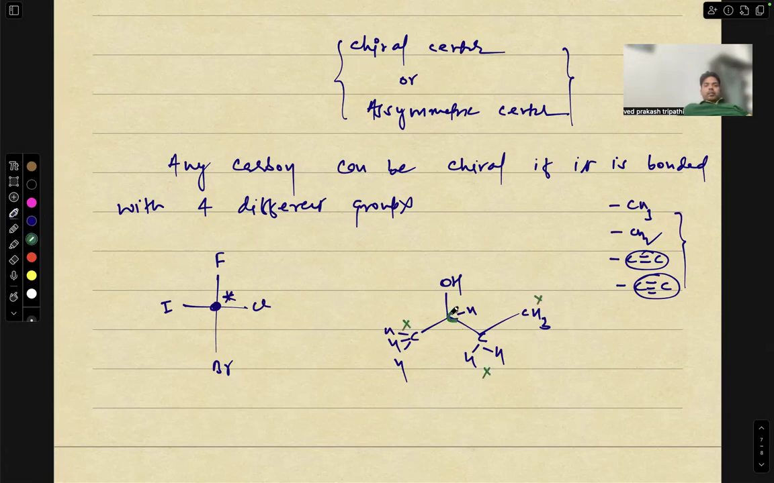Now look at this carbon, the middle one. One group is OH, one group is hydrogen, and on the left-hand side we have CH3, and on the right-hand side the entire group CH2CH3, which is different from the left and the rest. So do not compare just carbon to carbon and say they are the same, so how can it be chiral. Even if the left has CH2 and the right has CH2, do not say this is not chiral. Always look at the entire length.